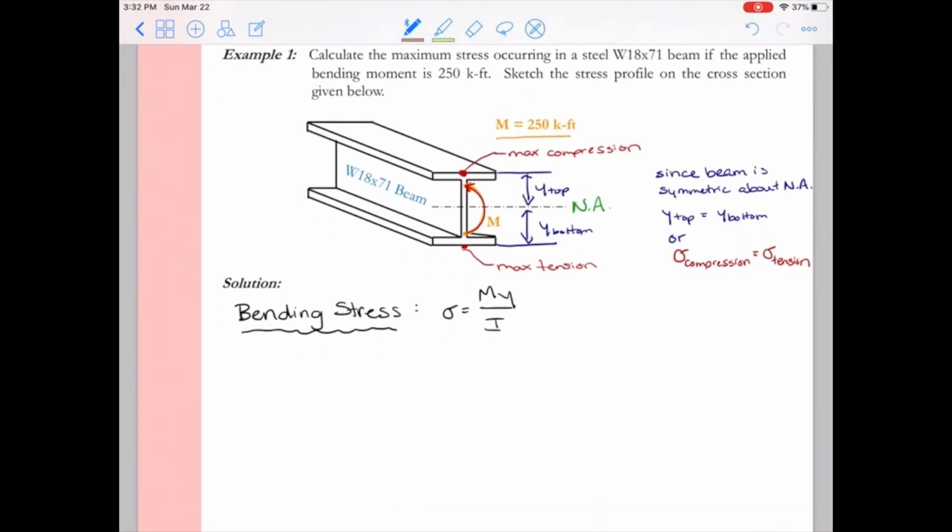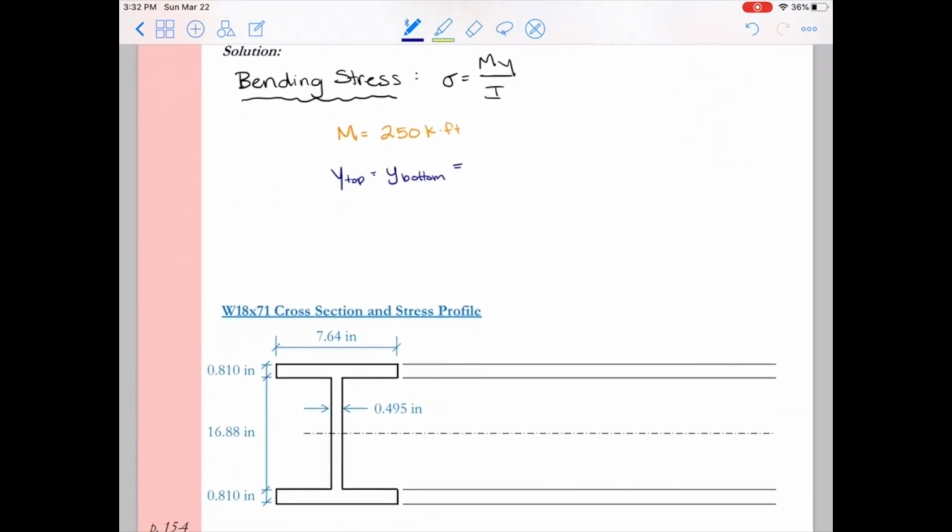All right, so let me summarize a few of these variables so far. We got M is 250 kip-feet. We figured out what y is graphically, y top, or we can use y bottom, but now we need to get that in terms of a real physical number. So I'll scan to the bottom here to see the cross section, and again I'm going to draw in that y top dimension.